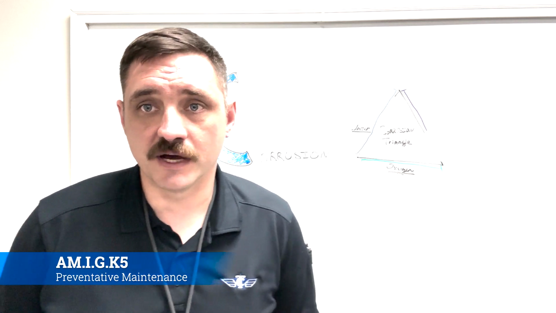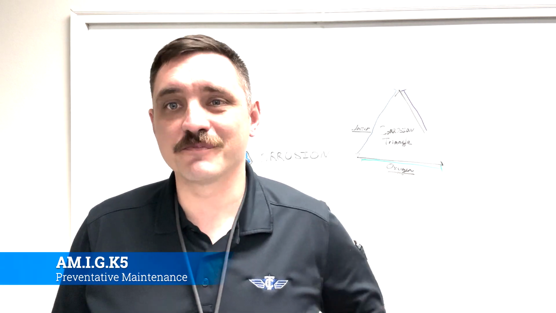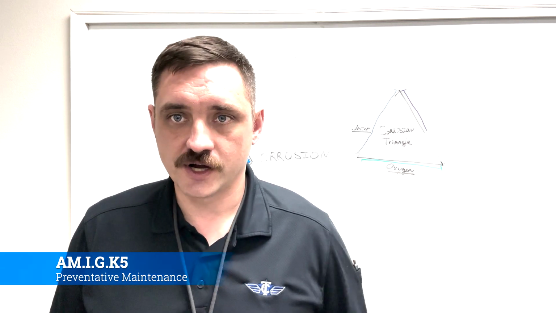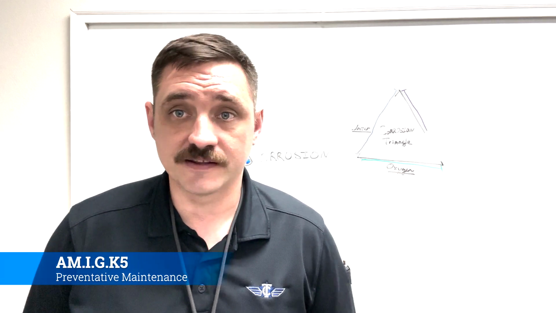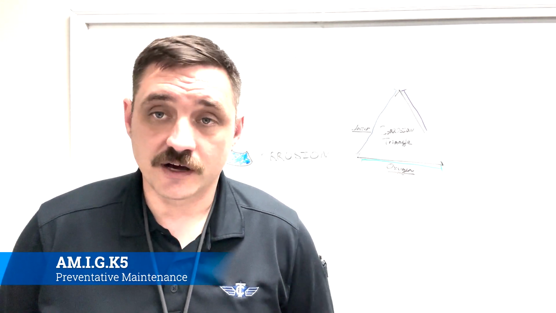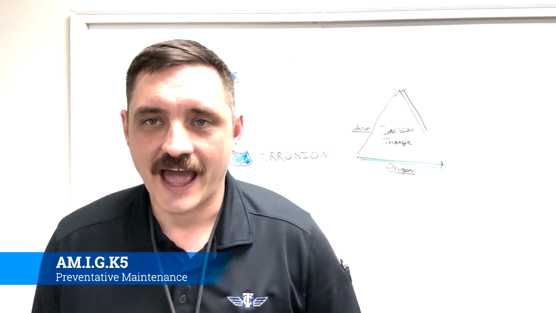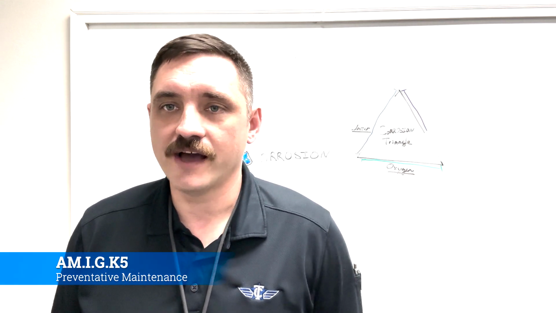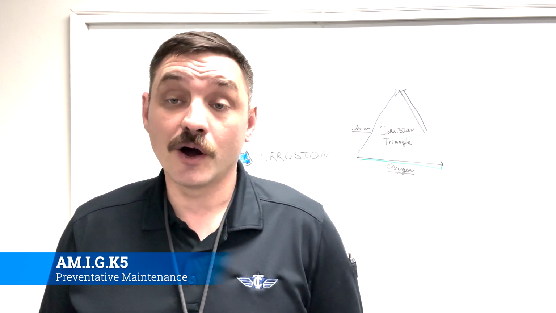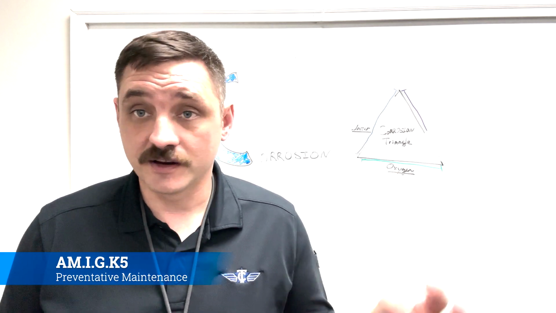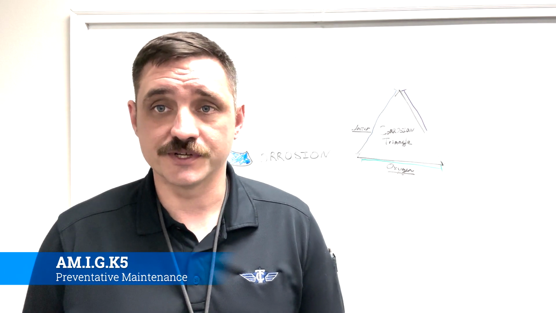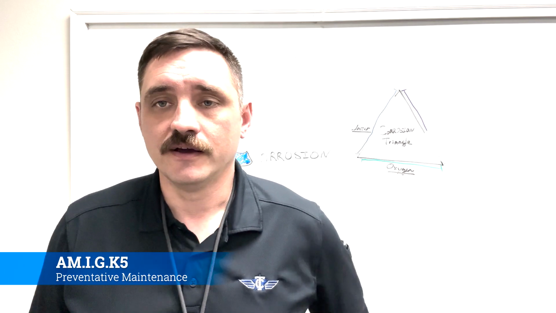Okay, so let's talk about some steps for just preventative maintenance. How do we prevent corrosion from manifesting inside the aircraft? First off is adequate cleaning. Adequately cleaning the aircraft. That means taking some ownership in the aircraft. That's the number one thing that will prevent corrosion, is that you actually care about it.